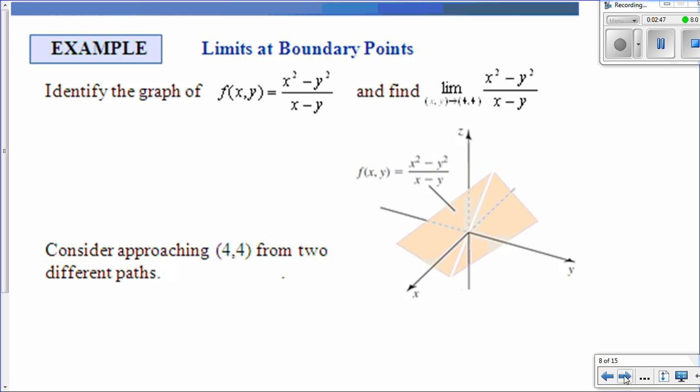Okay, I want to look at this graph, and I want to find the limit as (x,y) approaches (4,4). You can see that if you just tried to evaluate, you would get 0 over 0, which is undefined. The limit of the numerator is 0, the limit of the denominator is 0, but you can't break this up to be the limit of the numerator over the limit of the denominator if the limit of the denominator is 0. That's one of our limit laws. So what we'll do in this case is we'll look at this algebraically.